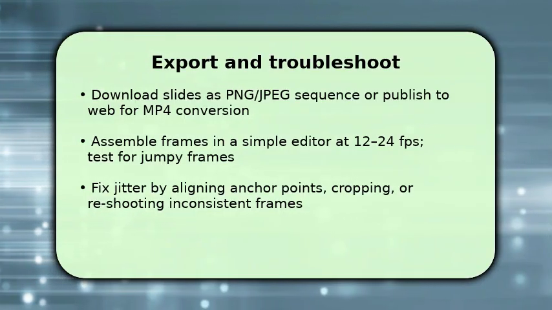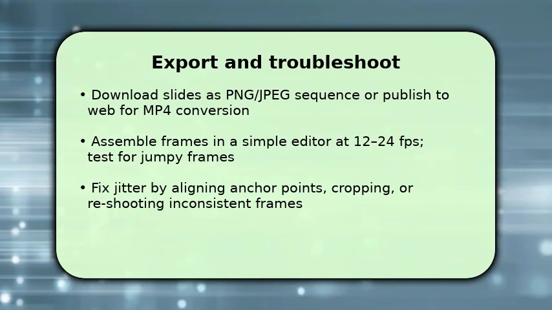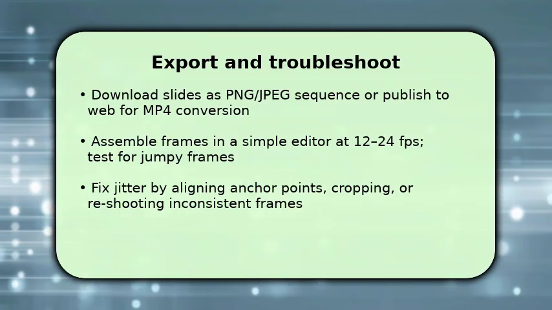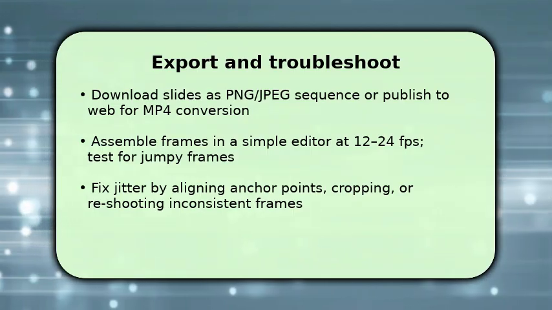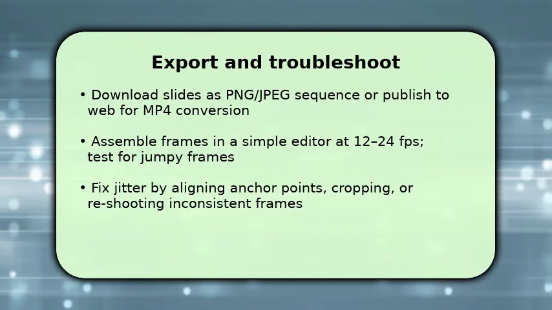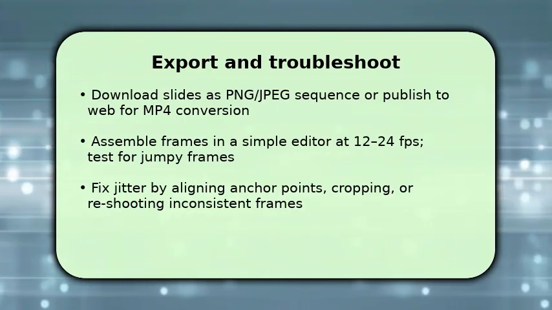If you see jitter, identify misaligned anchor points and correct them in slides, or crop consistently to hide tiny shifts. Sometimes reshooting 2 or 3 problem frames is faster. If timing feels off, adjust FPS or duplicate frames to slow motion slightly.